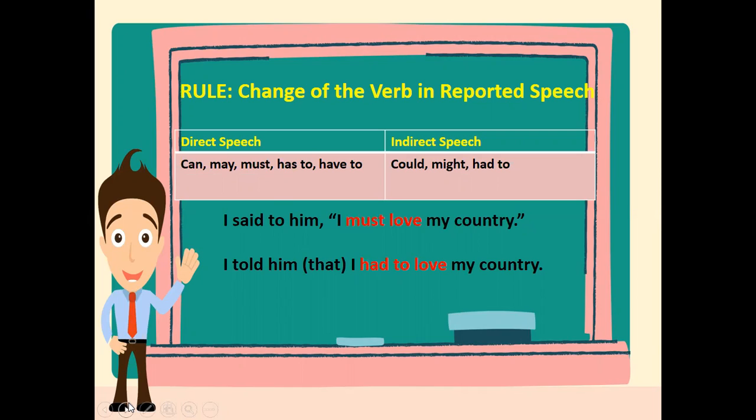See the example. I said to him, "I must love my country." So it will be changed into, I told him that I had to love my country. If it were, I said to him, "I can love my country," it would be changed into, I told him that I could love my country. Same if it was "I may love," it would be changed into, I might love. So these are certain rules regarding the change of verb in reported speech.